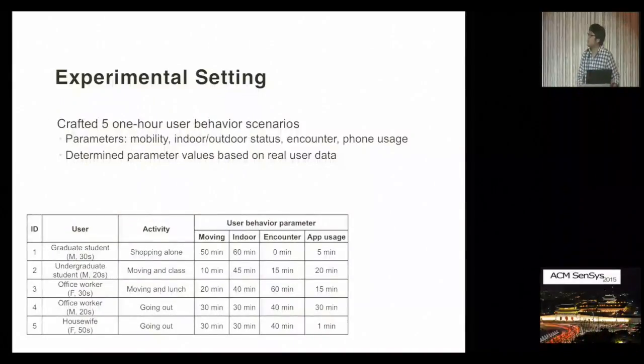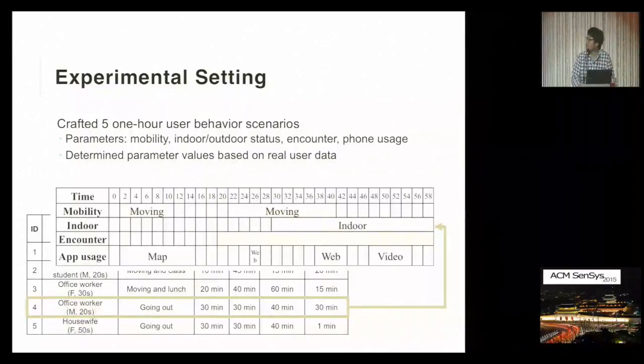As another important input of the PowerForecaster system, we crafted 5 1-hour user behavior scenarios. We consider 4 major parameters: mobility, indoor-outdoor status, encounter, and phone usage. And we determined the parameter values from the real user data we used in the motivation study in the beginning. And this is the detailed sequence of the user activities and phone usage behavior for scenario 4. We made other scenarios similarly.